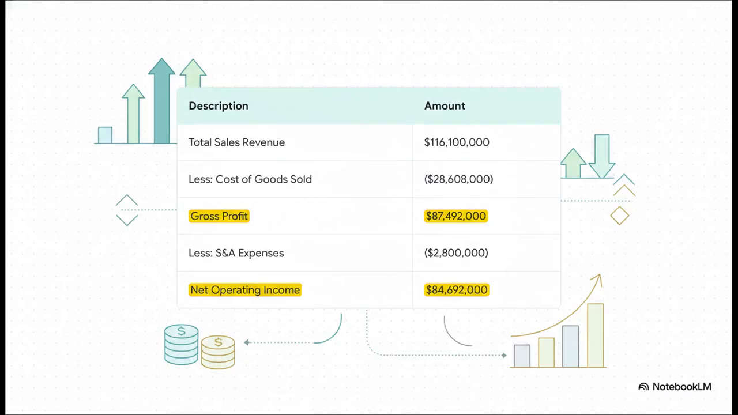Here is the final operating budget summary. We begin with total sales revenue of $116.1 million. After subtracting the total cost of goods sold, we arrive at a gross profit of roughly $87.5 million. Finally, after deducting selling and administrative expenses, the projected net operating income is just under $85 million.